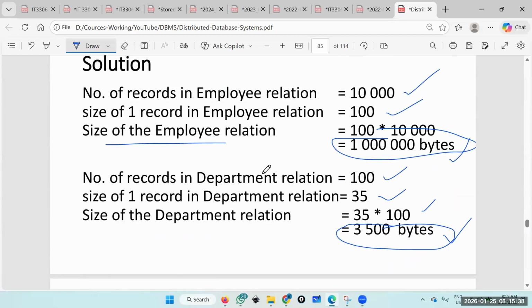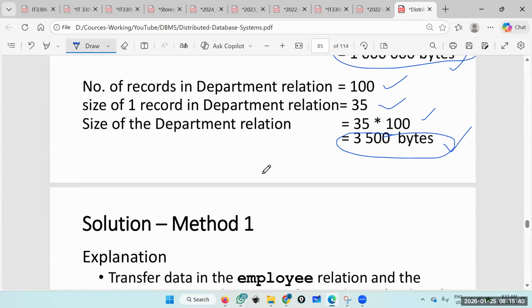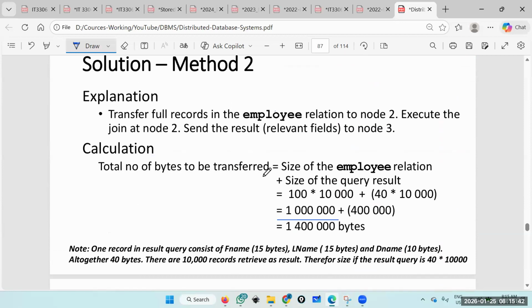Why? Sorry, not 35 into 100. Size of the query results.